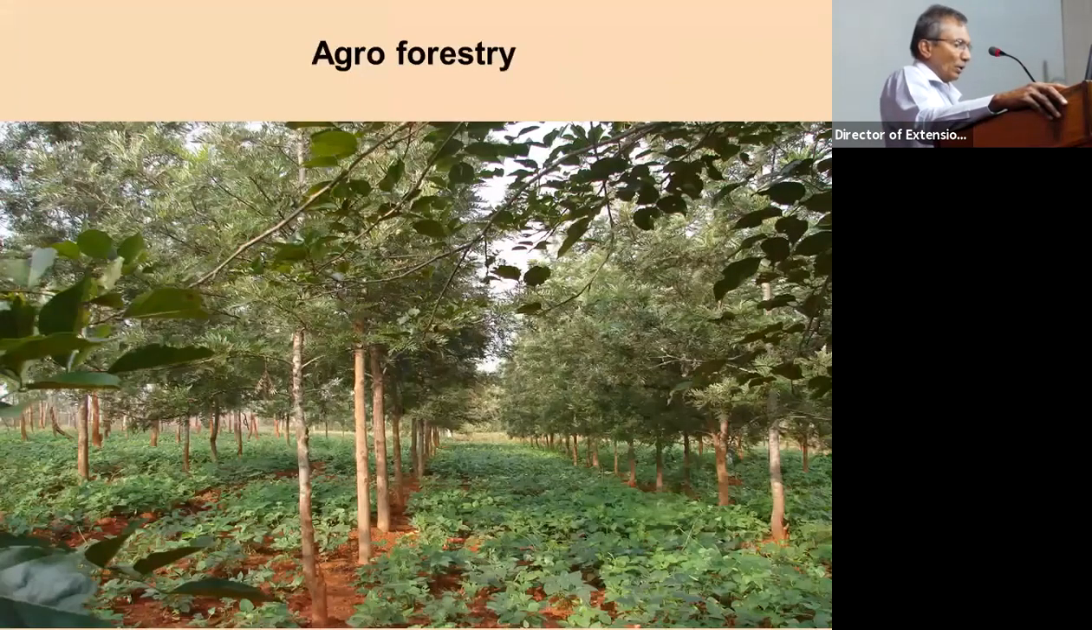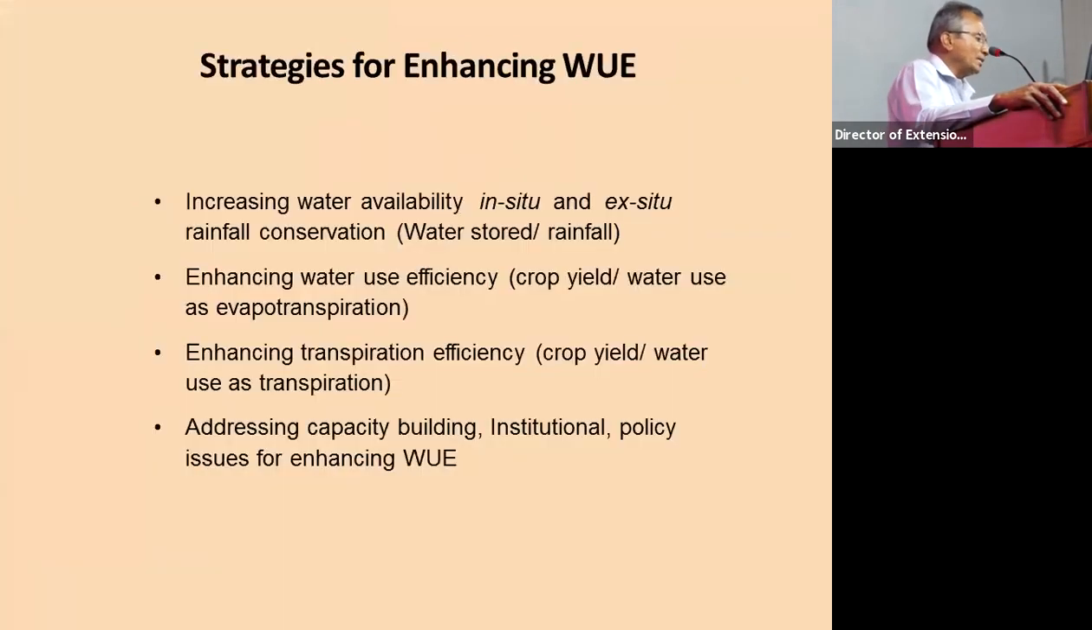Agroforestry, growing crops in between trees, is also important. For enhancing water use efficiency, we need to increase water availability in situ and ex situ, through rainfall conservation, that is water stored from rainfall, enhancing water use efficiency and crop yield. So increase the water availability, enhance the water use efficiency, and enhance the transpiration efficiency. Crop transpiration efficiency means, for a liter of water transpired, how much produce you are going to get. For using per drop of water, how much produce you are going to get. That is the transpiration efficiency.